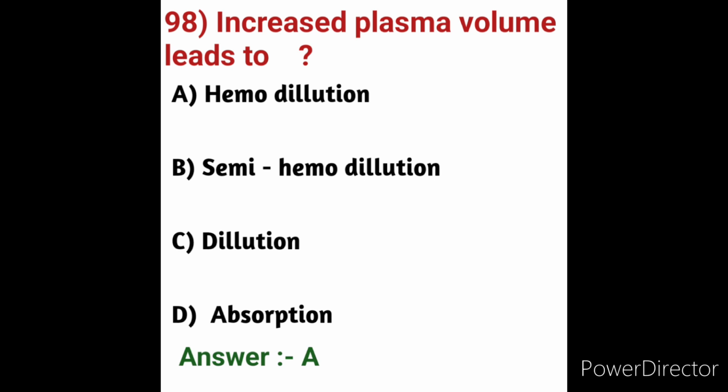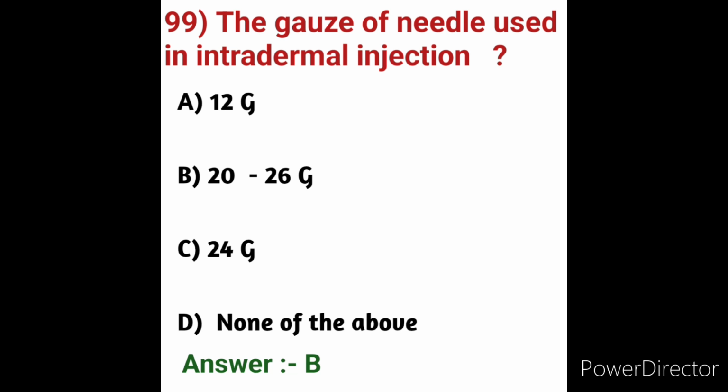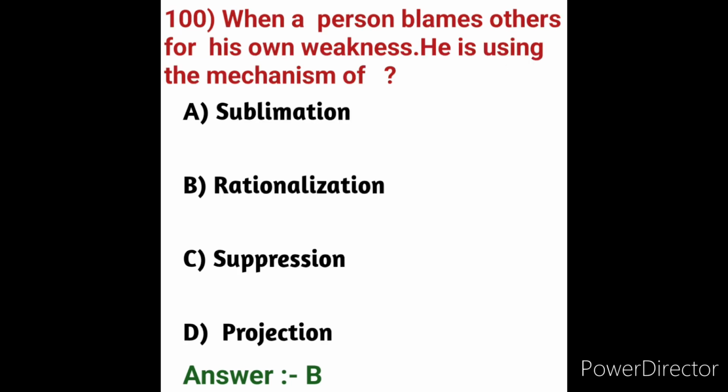Question number 99. The gauge of needle used in intradermal injection. Option A, 12 gauge. Option B, 20 to 26 gauge. Option C, 24 gauge. Option D, none of the above. Actually, what is the intradermal injection position? An intradermal injection is administered into the dermis, just below the epidermis. Option B, 20 to 26 gauge, is the correct answer. Option B. Move on to the last question.